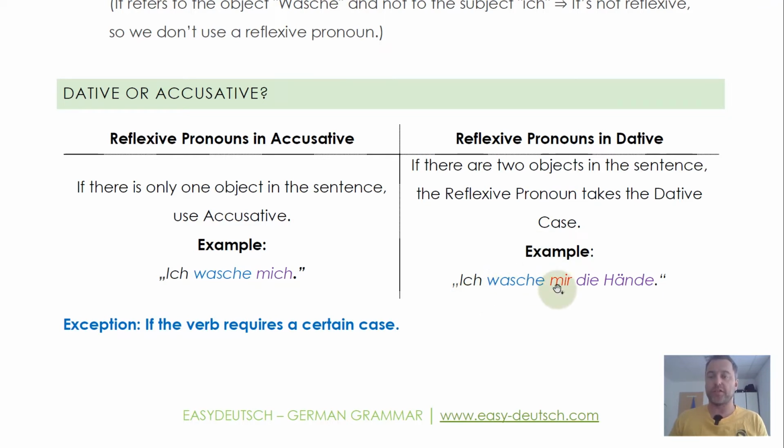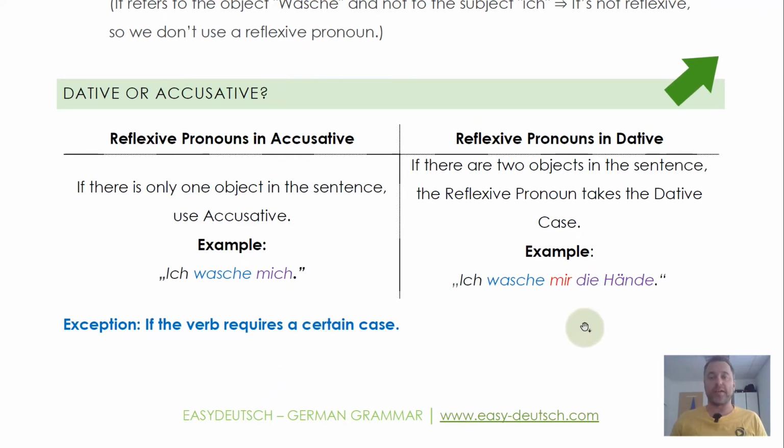For example, ich wasche mir die Hände. So here we have myself, the hands. So I wash myself the hands. Like this, it's dative. I wash myself, this is accusative. There is, of course, an exception if the verb requires a certain case. It can be different. For example, ich helfe mir, I help myself. Here we have dative, despite it just being one object, but the verb helfen is a dative verb that requires dative case. If you don't know what verbs require certain cases, please check out my video in the info cards on the verbs with complements.